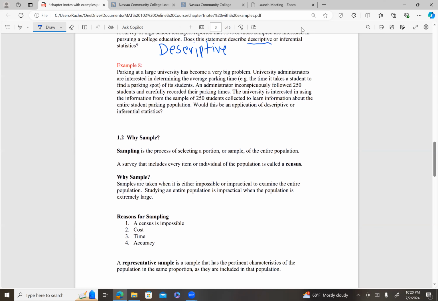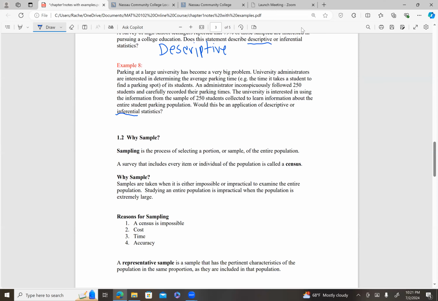Example 8 says, parking at a large university has become a very big problem. University administrators are interested in determining the average parking time, the time it takes a student to find a parking spot, of its students. An administrator inconspicuously followed 250 students and carefully recorded their parking times. The university is interested in using the information from the sample of 250 students collected to learn information about the entire student parking population. Would this be an application of descriptive or inferential statistics? So this example would be an application of inferential statistics.